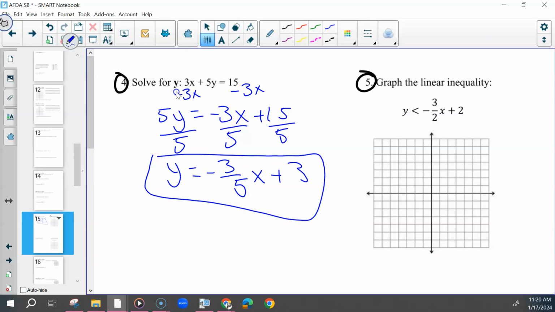Number 5 is already in y equals mx plus b format. So you graph it like a normal problem starting at 2. Your slope is a negative 3 over 2, so we can go down 3 to the right 2 as many times as possible. If we kept going, this one would go off a little bit.